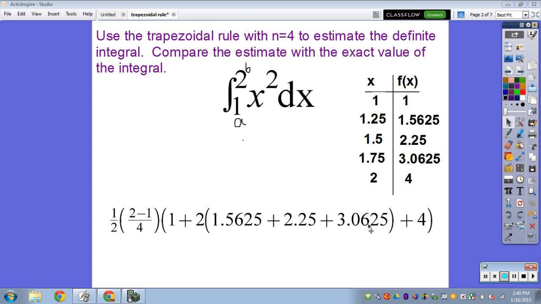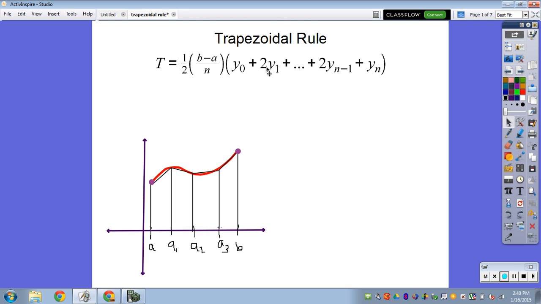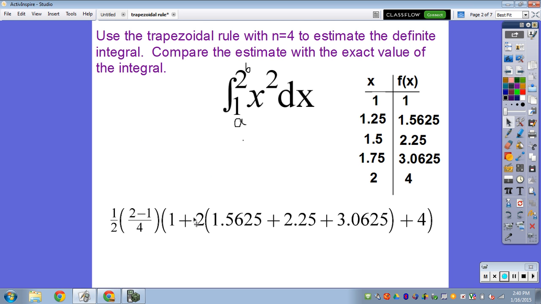My sum would look like this, and I know that the original rule has a 2 times each y value, but all I did was write it in factored form, so 2 times each middle y value. So all you would do is evaluate this in your calculator, and you would have the estimate, which would be 2.34375. And so my estimate of what this integral would be, using the trapezoidal rule, is 2.34375, which means that the area under the curve, if I graphed x squared between 1 and 2, is approximately 2.34375.